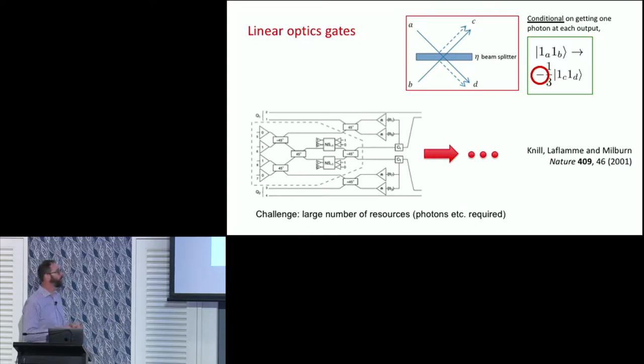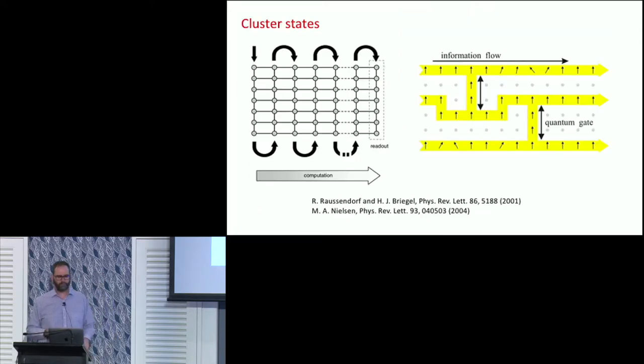Knill, Laflamme, and Milburn showed how to integrate these kinds of beam splitters into some of these devices here, which then get concatenated up into larger circuits, and you keep going and keep going, and eventually you have something that's very close to a deterministic gate. But the challenge is that a large number of resources, like photons and components, are required. Even though it scales linearly with the number of qubits, it's still a significant overhead, although theory has brought that down over the years. An alternative is to consider a cluster state model.